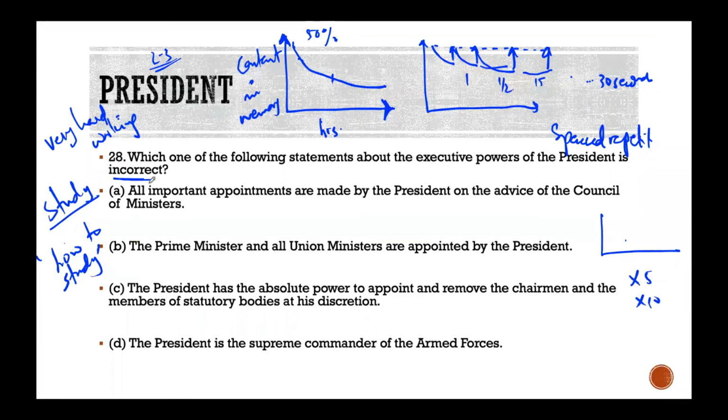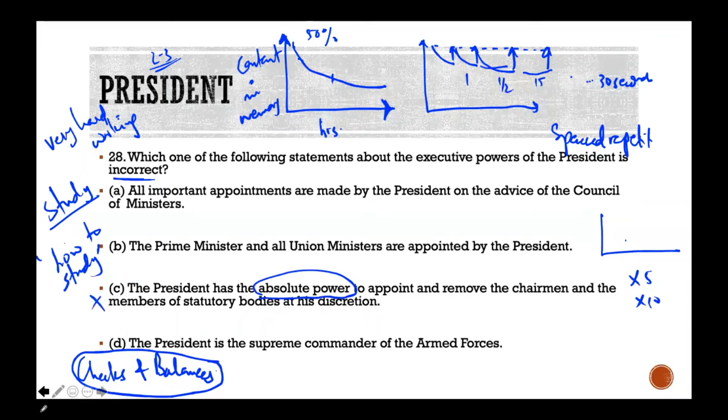Answer: option C. Why did you go with option C? What really struck you? Absolute power. Okay, excellent, that's what I want you to keep your mind on. Why so? Because if you have absolute power, then you don't have checks and balances. And checks and balances are important in our democracy to ensure that, if somebody goes wrong, somebody else is there to correct it. Okay, excellent, you're looking out for the right things.